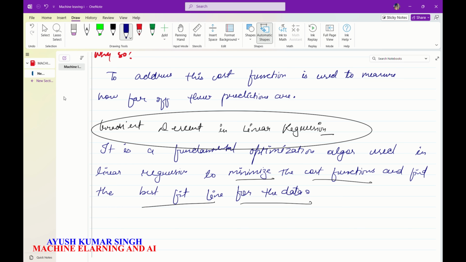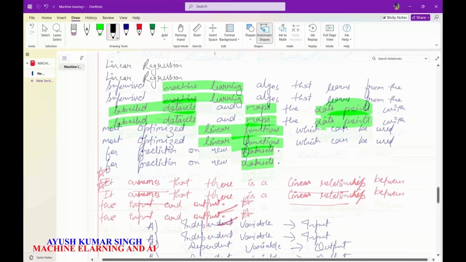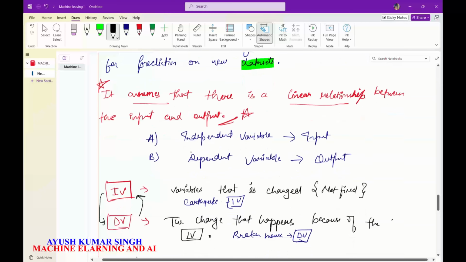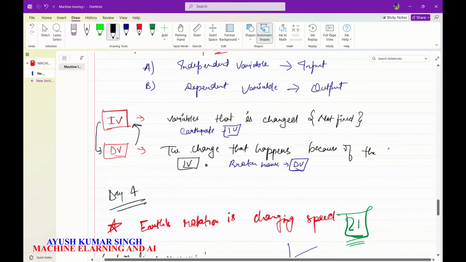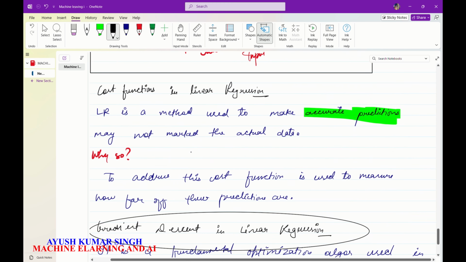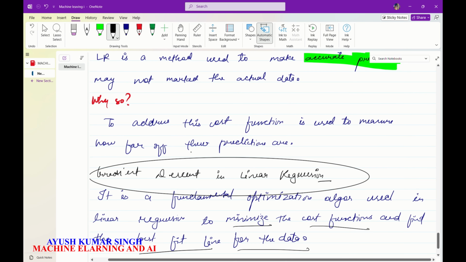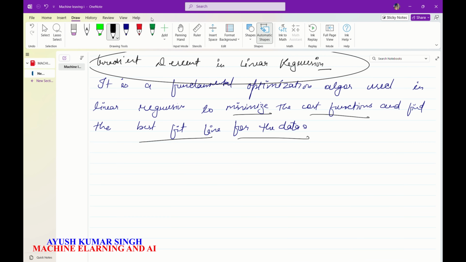Okay, moving forward to the next topic. Now here linear regression ends. Overall we saw what linear regression is, what its assumptions are, what the independent and dependent variables are. Then we saw the equation for linear regression, then the cost function and its reason, and then gradient descent in linear regression. Now this topic ends, and we'll be starting multiple linear regression.